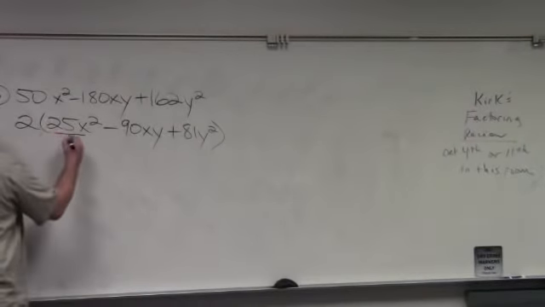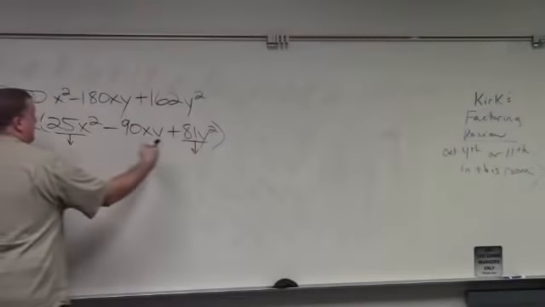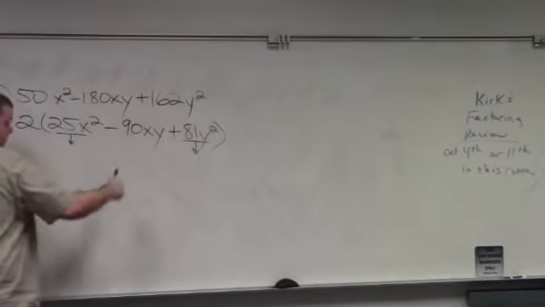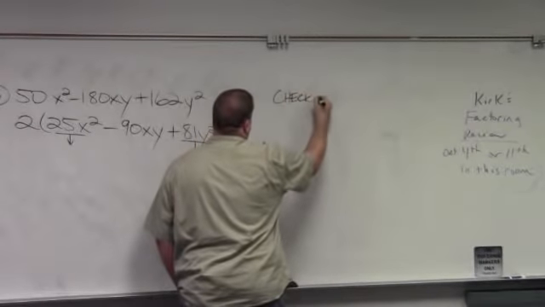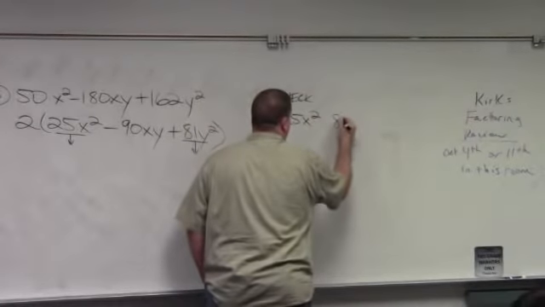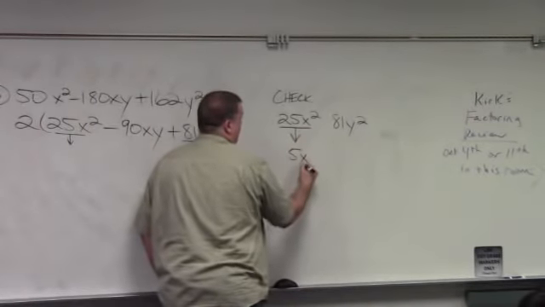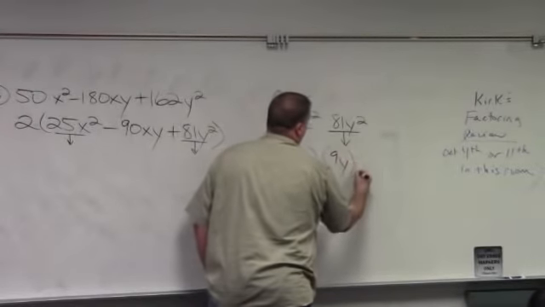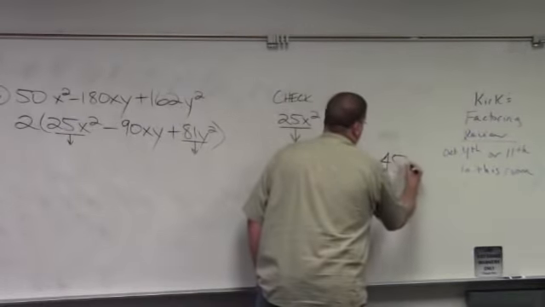Well, it possibly is. We still have to do the check. So, are these perfect squares? 5x and 9y. Okay, so let's do our check to see if it is a perfect square trinomial. We've got 25x squared and 81y squared. The square root of 25x squared is 5x and of 81y squared is 9y. If we multiply those together, what do I get? 45xy.